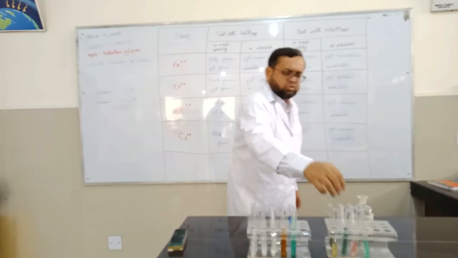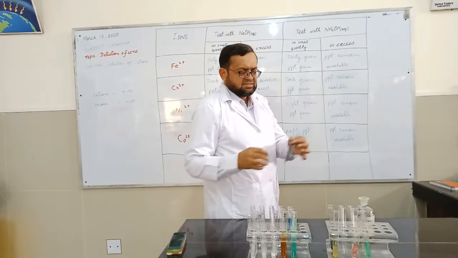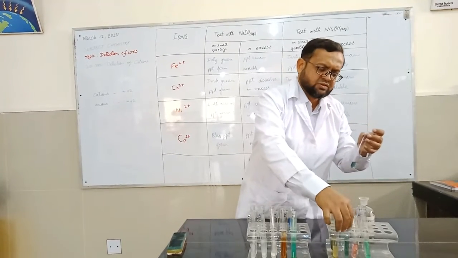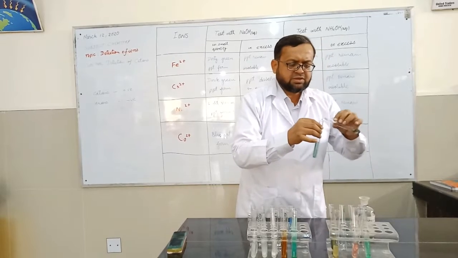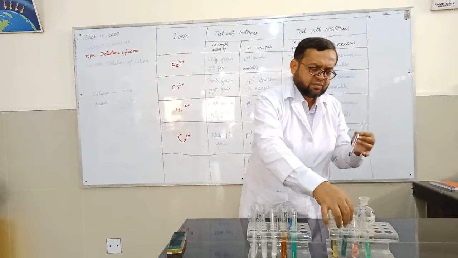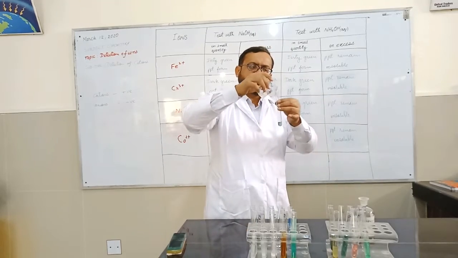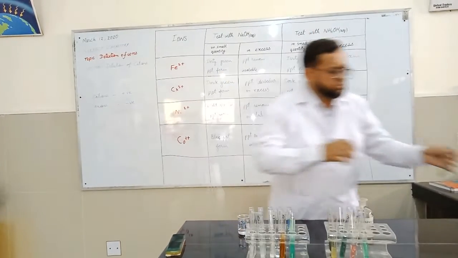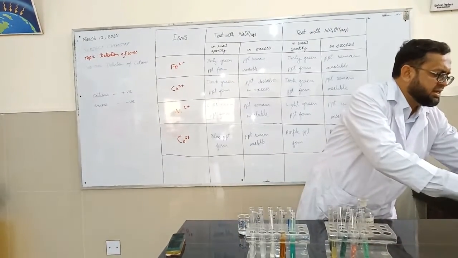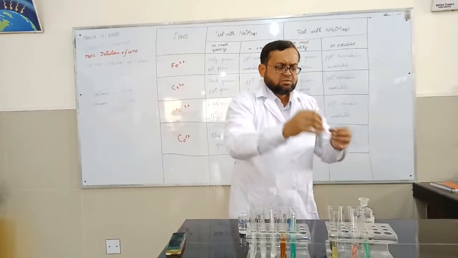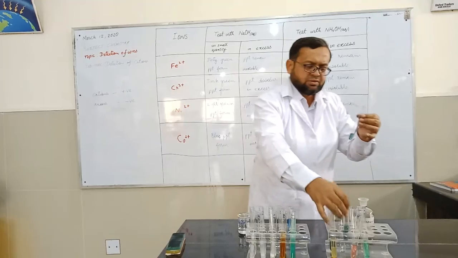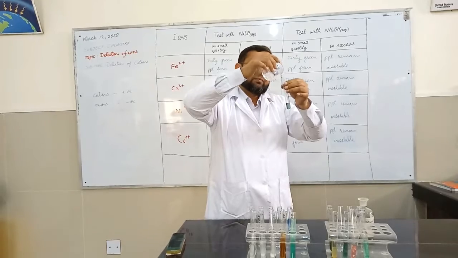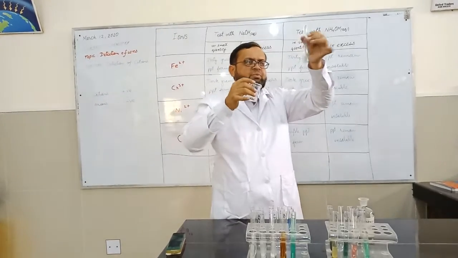Now come to sample G. We will perform the same test, first with sodium hydroxide. I think I should do it again because I added too much sodium hydroxide immediately. So I am taking a small quantity of this solution, and I am adding a small quantity of sodium hydroxide. You can observe the dark green precipitate formed here.